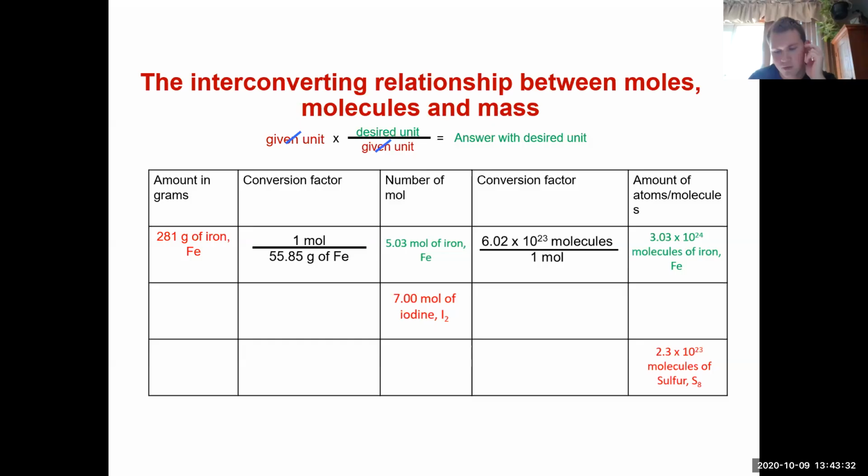So what is the correct conversion factor? Is it 1 mole over 253.8 grams of iodine? If you write 1 mole over 253.8, write it down, see if you can cancel the units or not.